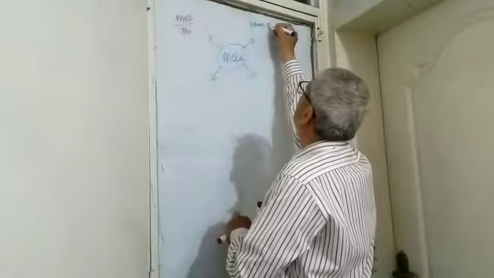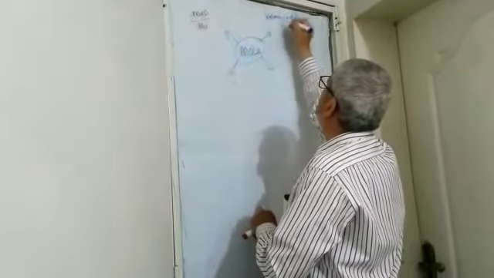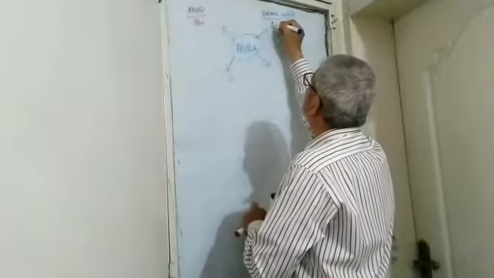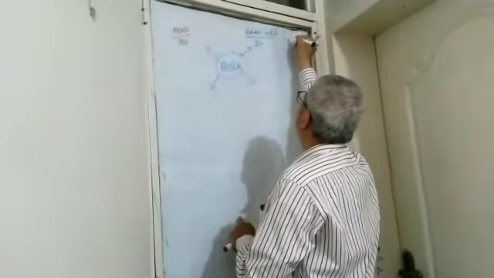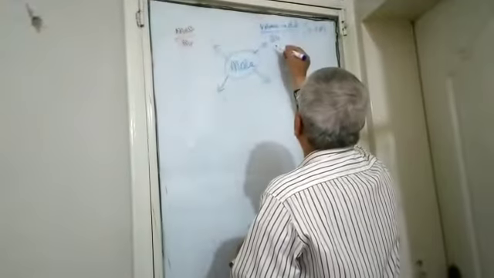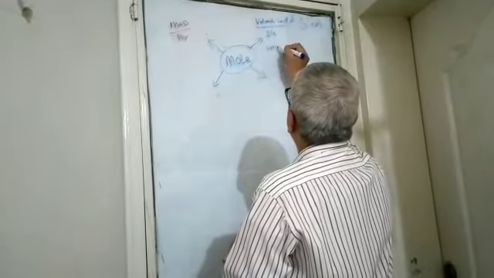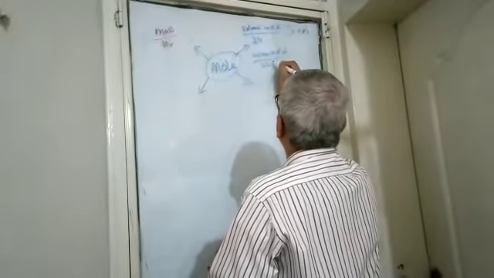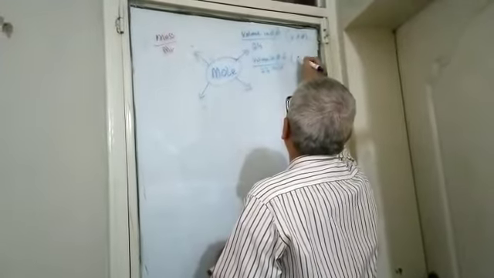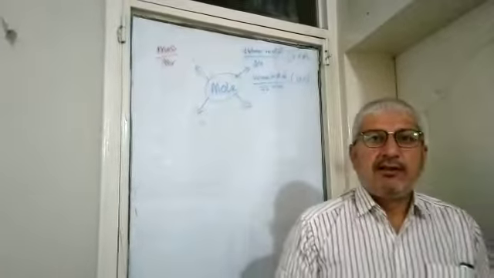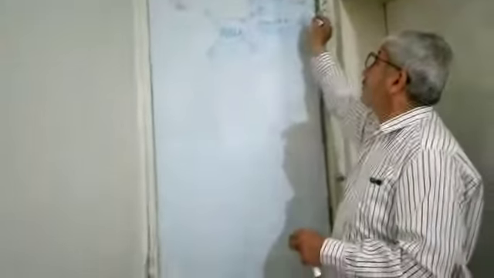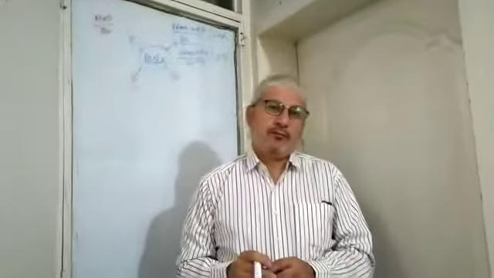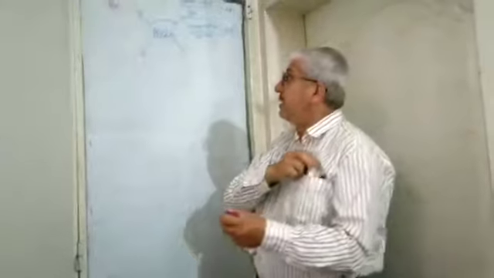The other formula is volume in dm cube upon 24 if it is RTP, and the same formula will change to volume in dm cube upon 22.414 if it is STP. Please remember that in O levels it's only RTP, so you have to remember 24.